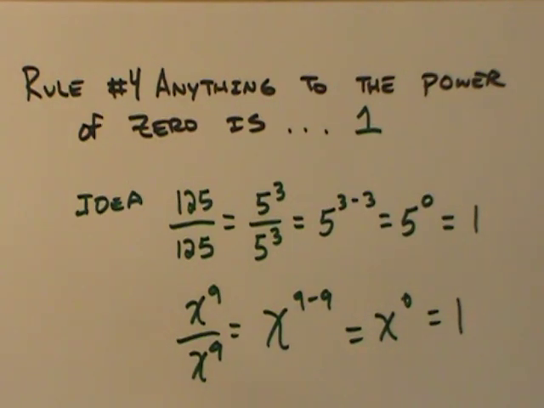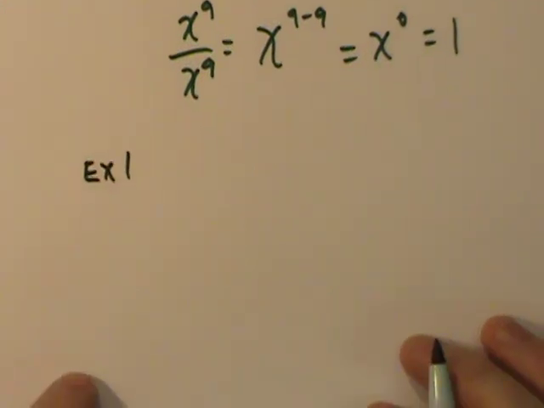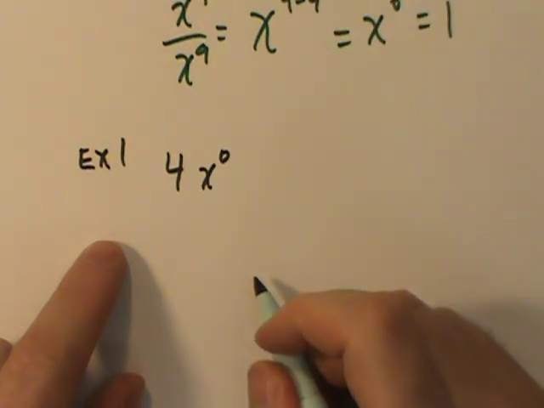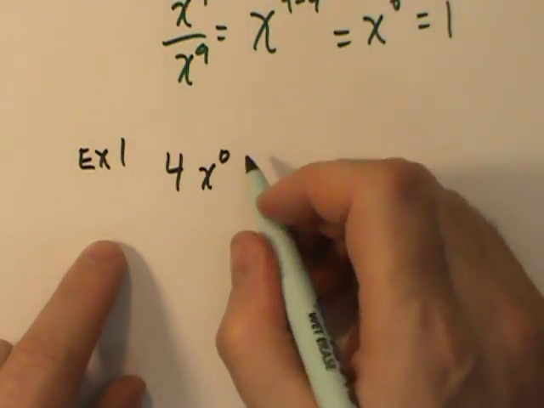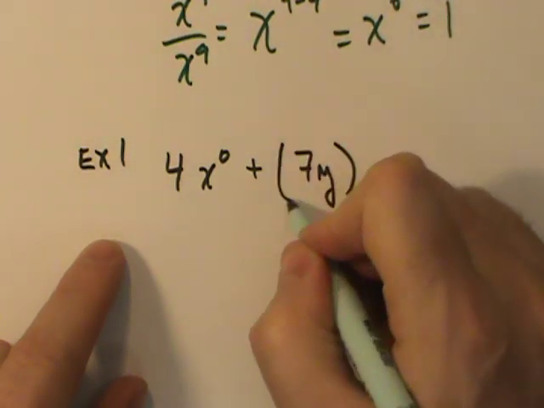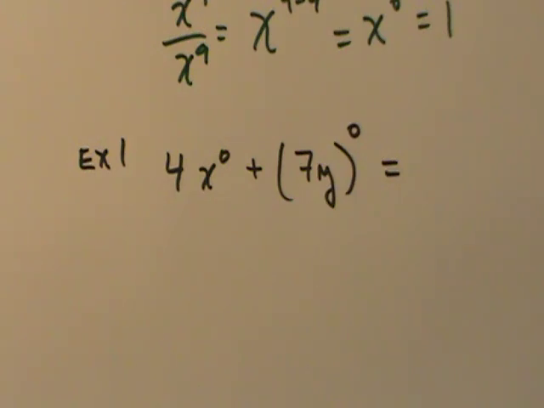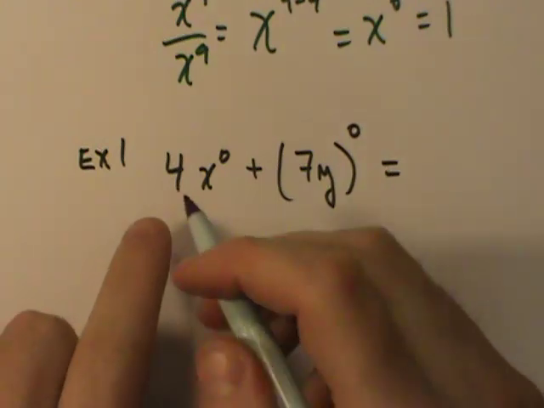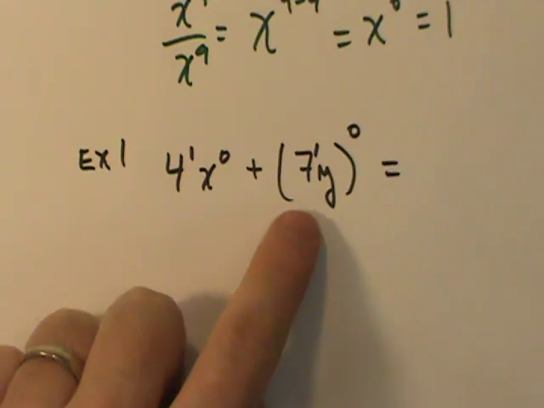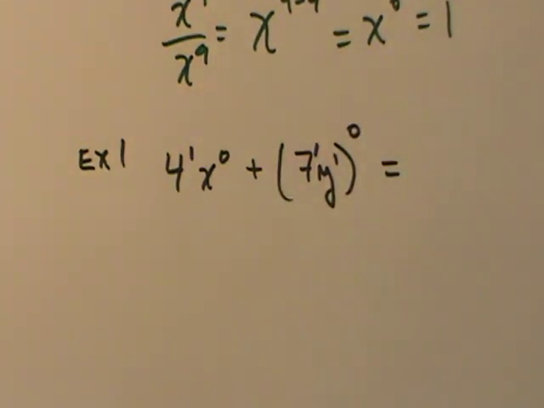They could say something like this. Example 1. They could say 4x to the 0 plus 7y, quantity raised to the 0. The trick to doing these problems is knowing who is being raised to the 0 power. If I ask you to put exponents in every place where you can, this would be 4 to the first, x to the 0, plus 7 to the first, y to the first, quantity raised to the 0.